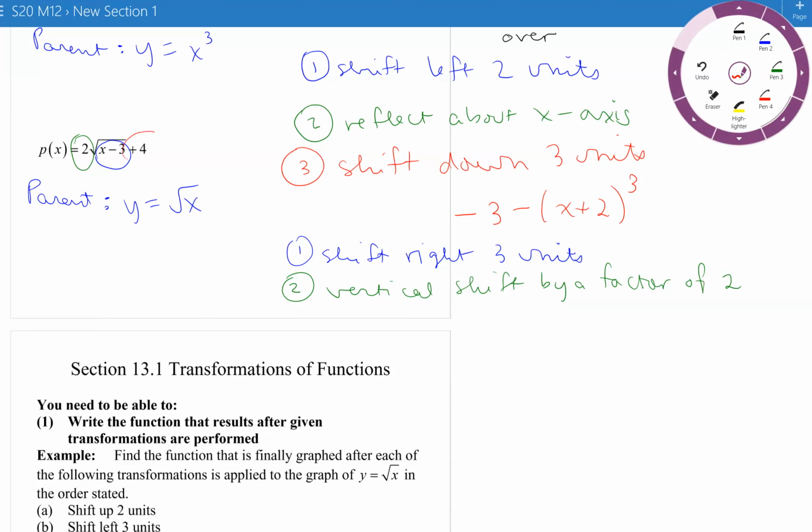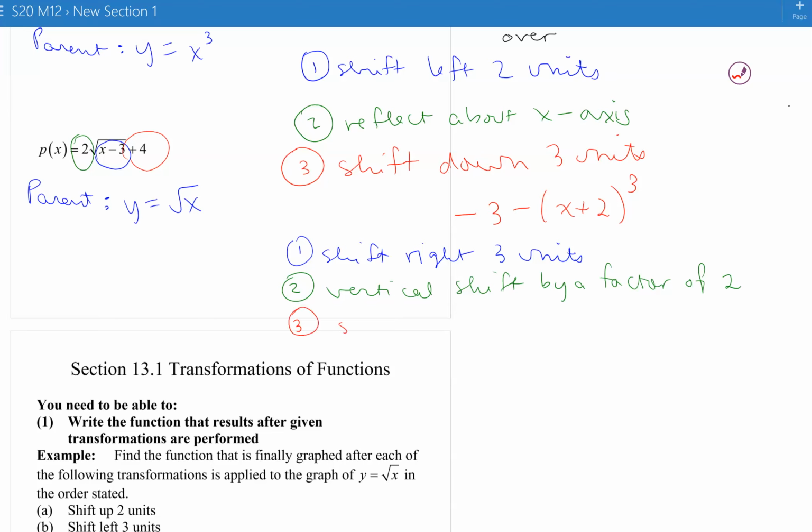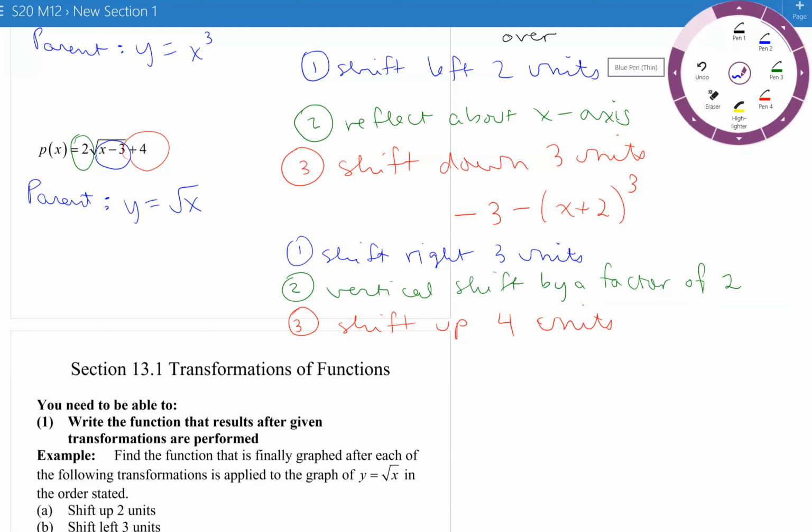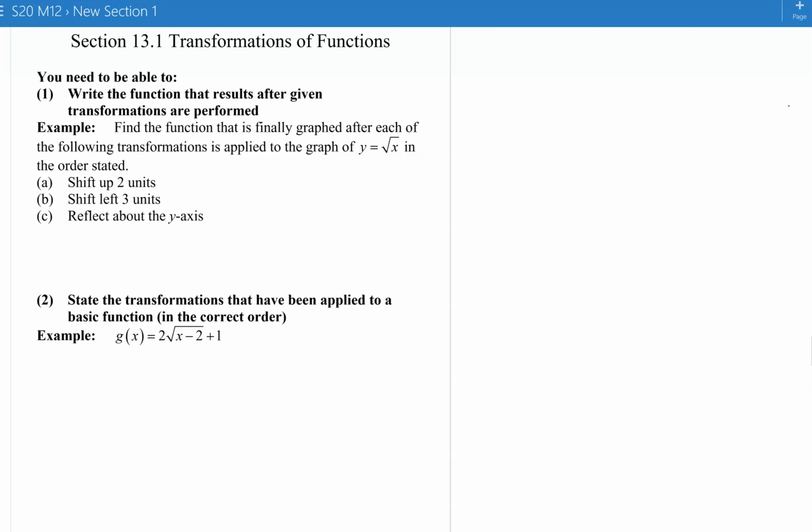And then the last thing we see happening is adding the 4, which will cause the graph to shift up 4 units. So please, please, please graph these on Desmos and look at them, and then you'll have a visual reference. Okay, so there's 2 things you need to be able to do. What we were just doing, I would call analyze the function and talk about the transformations in words in the correct order. The other one is you need to be able to take the words written out and apply them to the function and write out the new equation of the function.